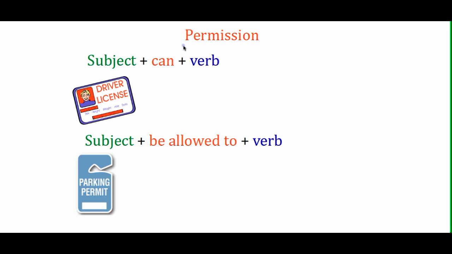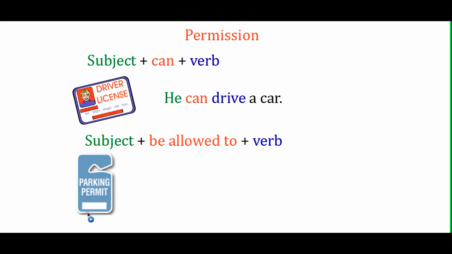So first let's look at the phrases we can use for permission. The first one is can. We could use the formula subject, can, verb. If we look at this image of a driver's license, we could say he can drive a car. He has the permission, he has the license. He can drive a car.